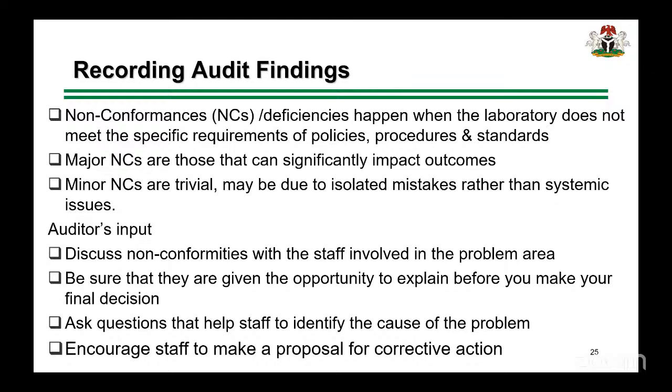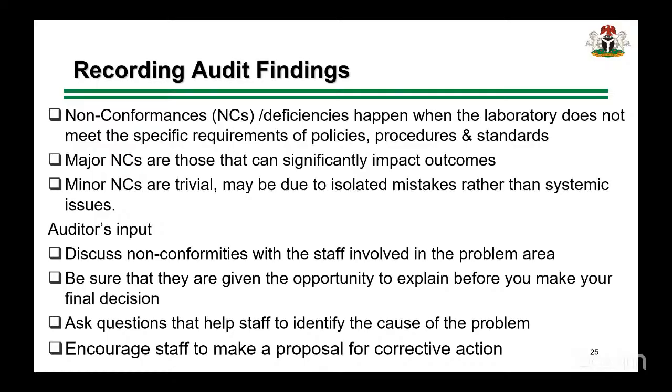Minor non-conformances are trivial, maybe due to an isolated mistake rather than systemic issues. Those are what we call minor non-conformances. Now, a minor non-conformance can become a major non-conformance if it has been raised before. If it is picked up again, it is a major non-conformance.